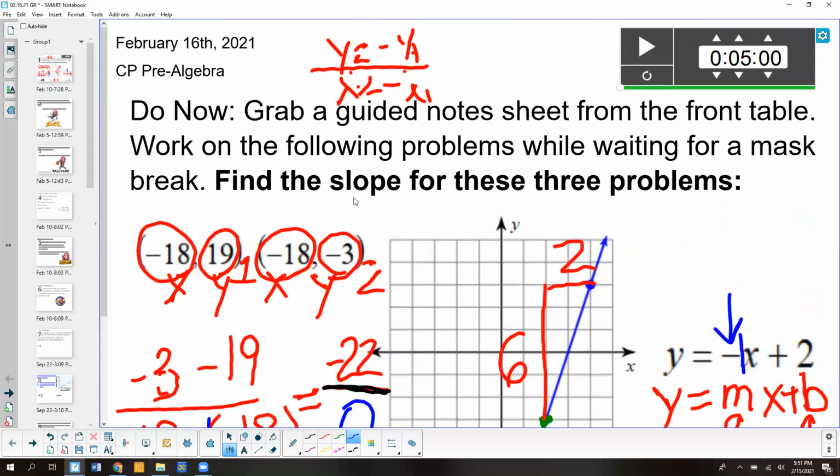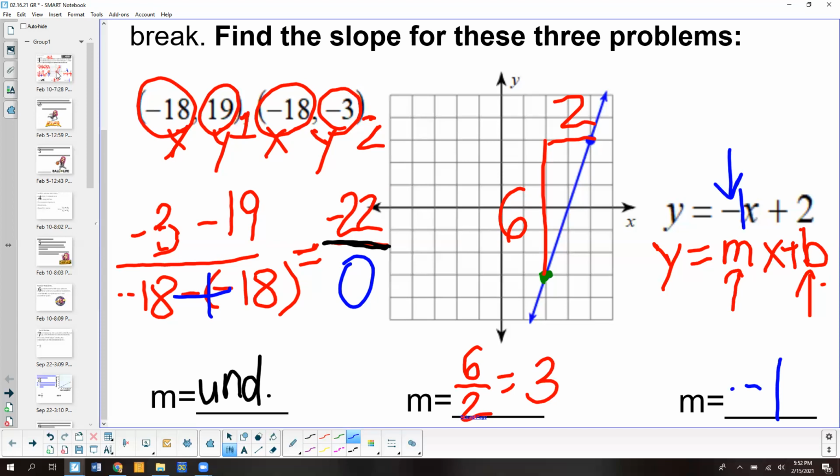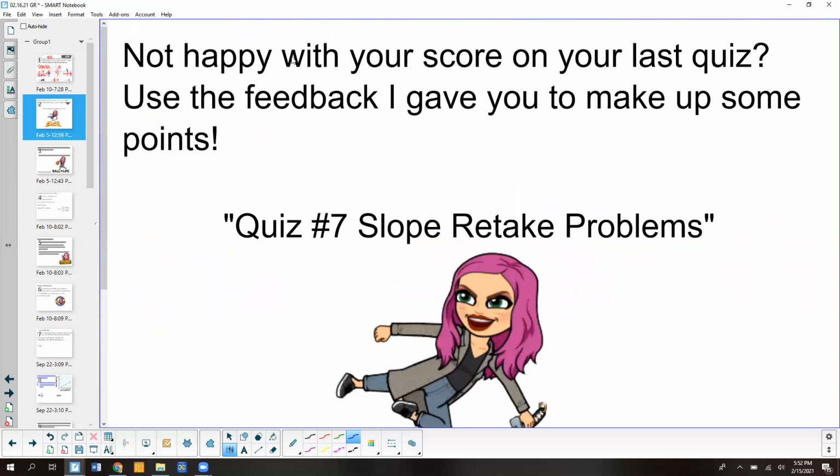All right, so these are some frequently missed problems on our last quiz. I just wanted to make sure we went through these. Just a reminder, if you're not happy with your last quiz score on quiz 7, I'll give you guys some feedback sheets when I see you in person. But quiz 7 slope retake problems are on Google Classroom, and you can feel free to take those for some points back on your last quiz.